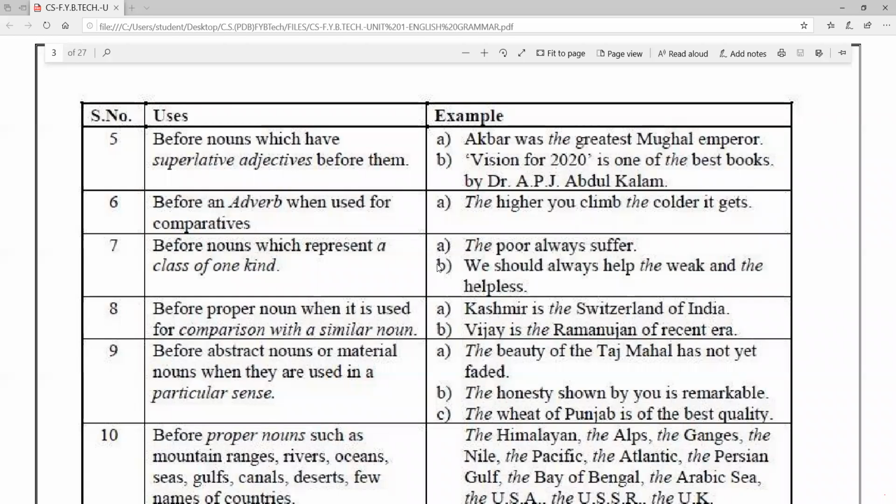So the poor always suffer, the rich always exploit. This is the rule of humanity. Then second one is we should always help the weak and the helpless. So weak is also one of the classes of people, and helpless is also one of the classes of people. So these are the classes of people, and we have to use the article before these classes.